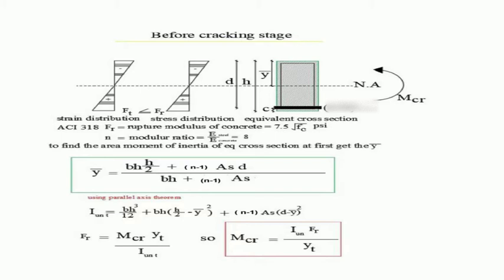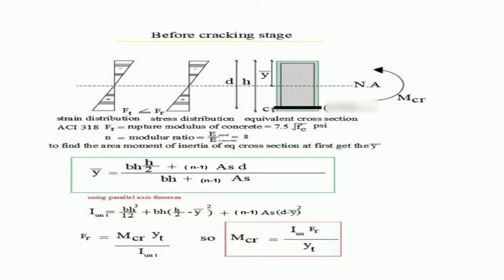So the first limit, or the first stage, is called the before cracking stage. You can see in this limit we will calculate MCR, which is M cracked. So as not to be confused, this is the bending moment just before the beam starts cracking immediately. In this stage all the cross section resists.